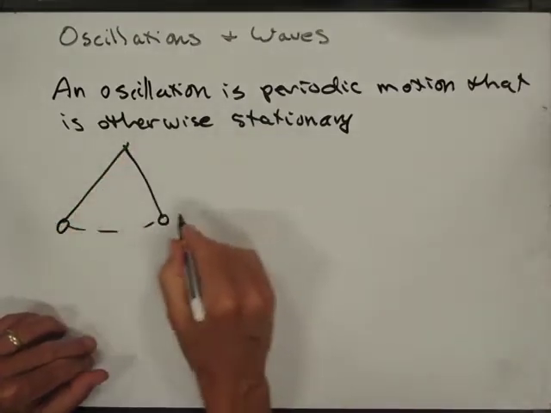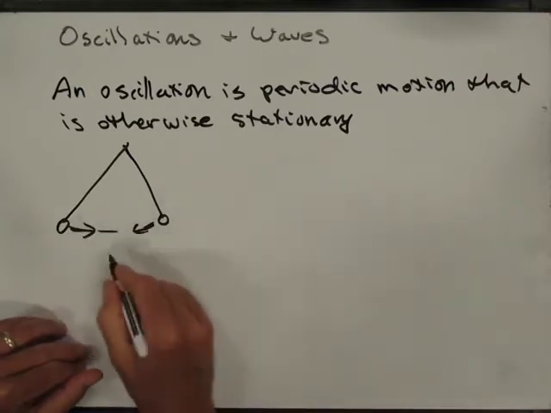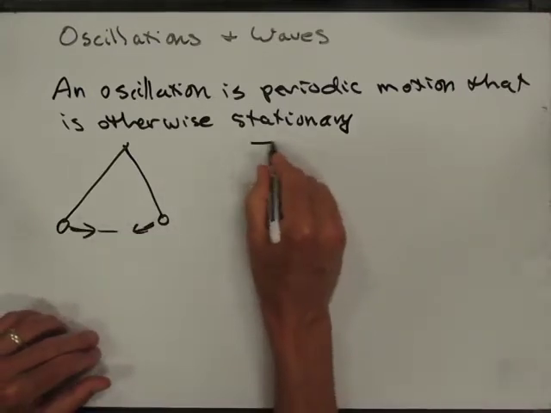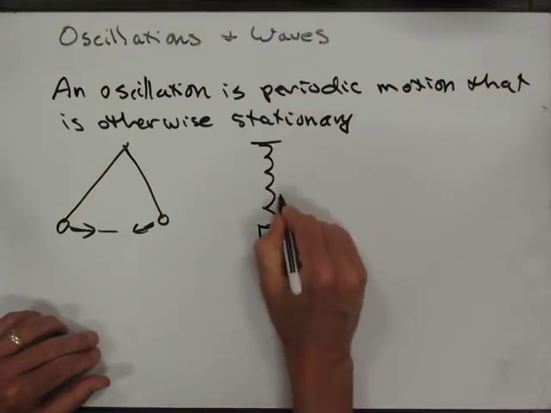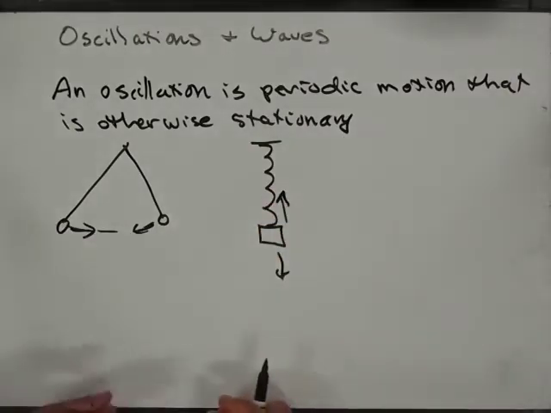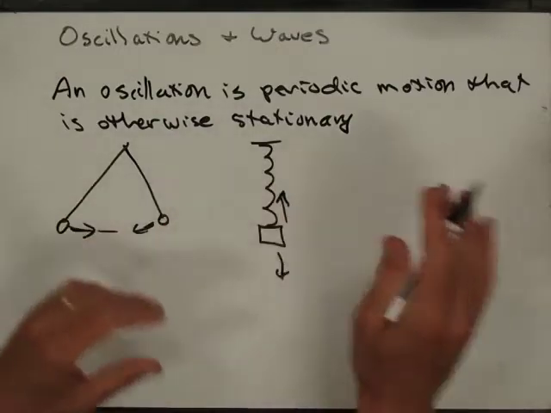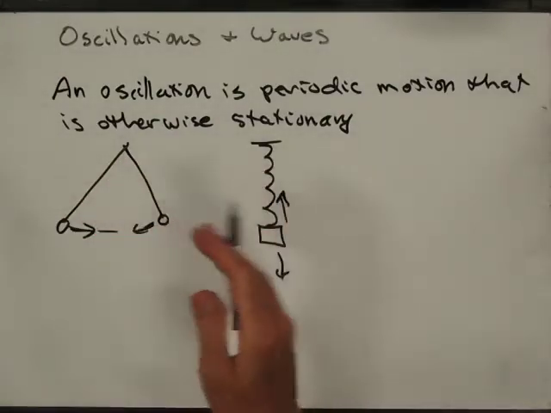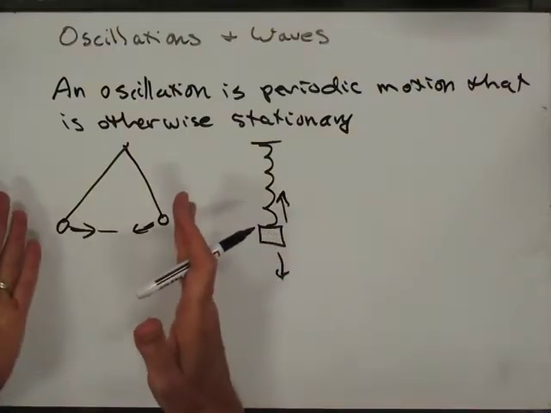A pendulum just rocks back and forth, right? Or you could have a weight hanging from a spring, right? That if you pull it down and release it, like a slinky, I don't think I'll be able to demonstrate that here anyway. But any motion that's repeated, but it's otherwise stationary. In other words, the oscillation is taking place, but it's otherwise staying in the same location, right?